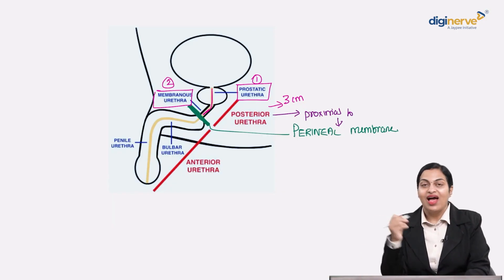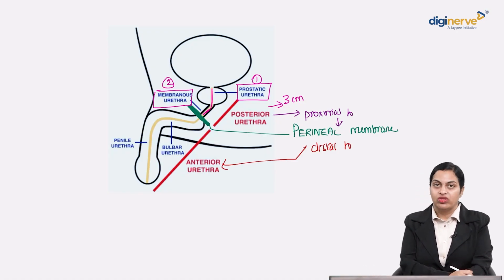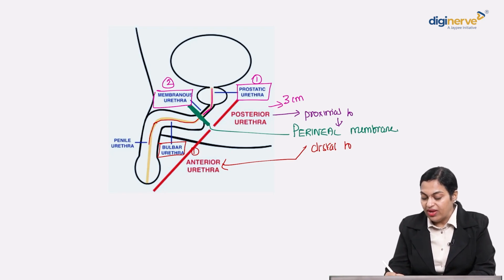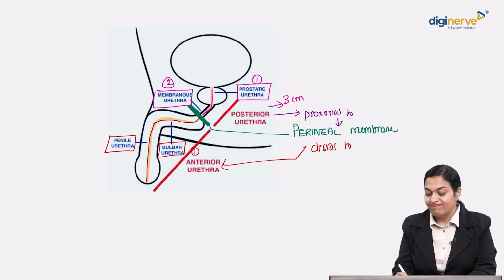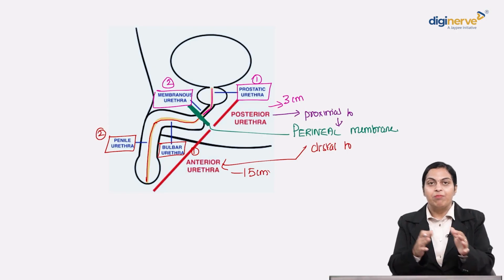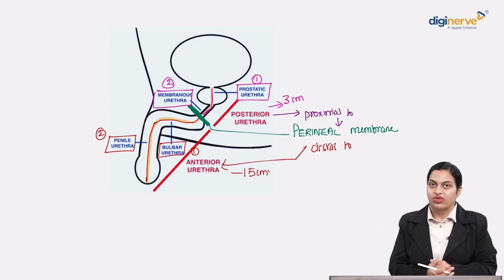And distal to the perineal membrane, we call it the anterior urethra. It consists of the bulbar urethra and the penile urethra. It measures around 15 centimeters. So the membranous urethra is classified under the posterior urethra.